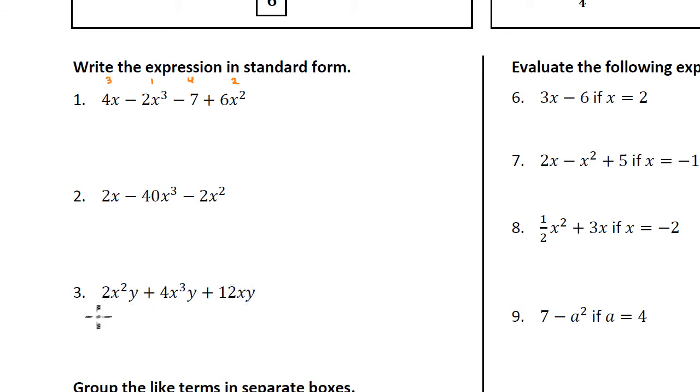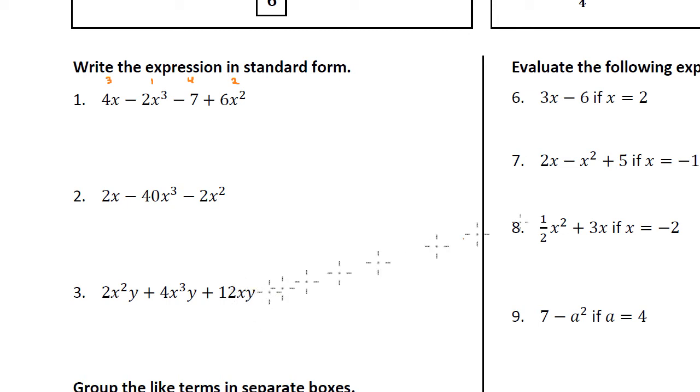Number 3, again, can be a little confusing here. In this case, if you look at this, the degree of this monomial is 3 plus 1 is 4. That would go first. 2 plus 1 is 3, that would go second, and 1 plus 1 for our two exponents is 2, so that would go third.